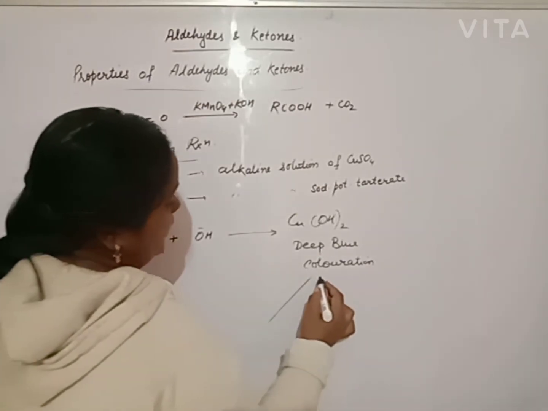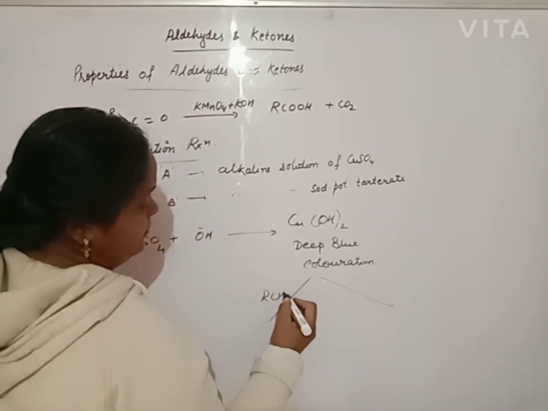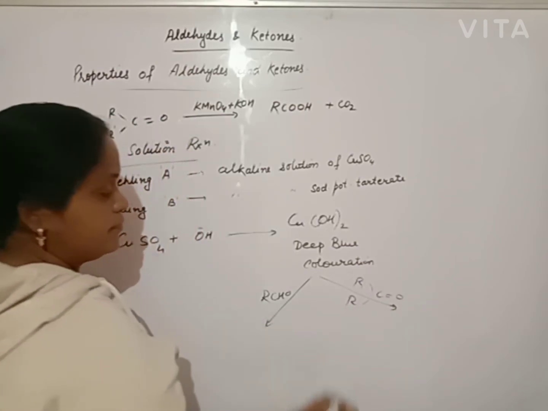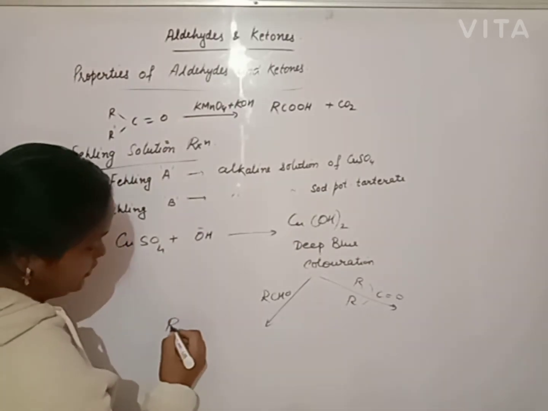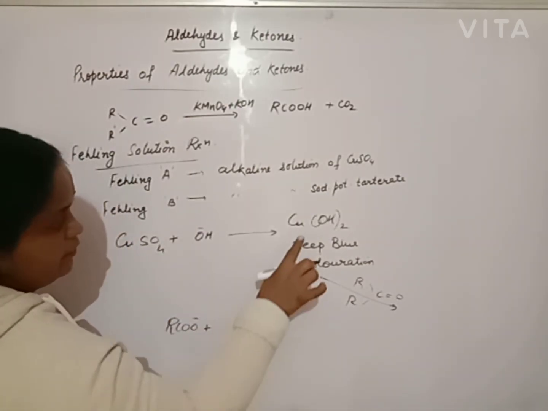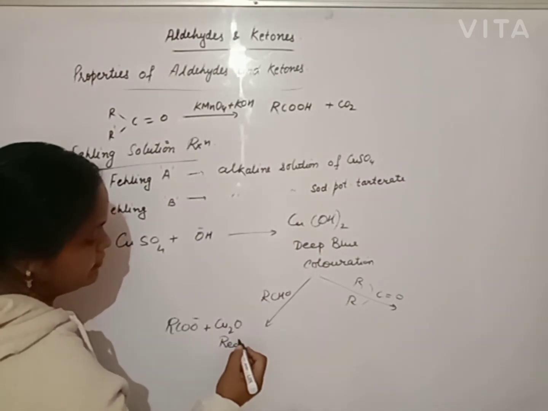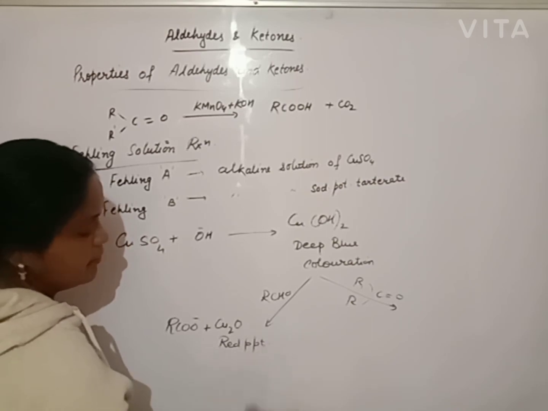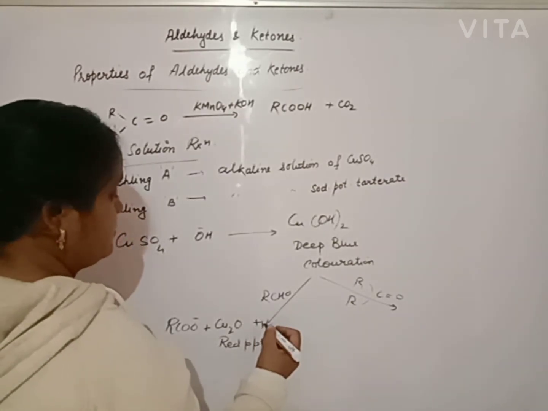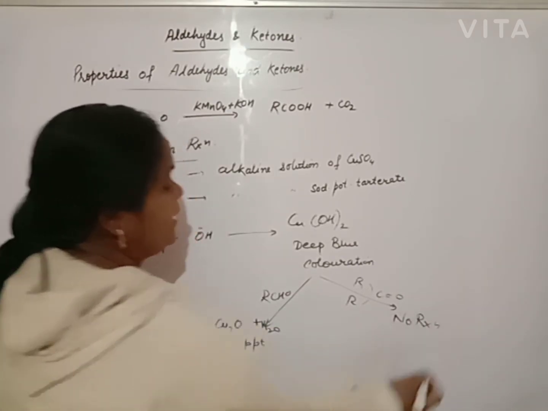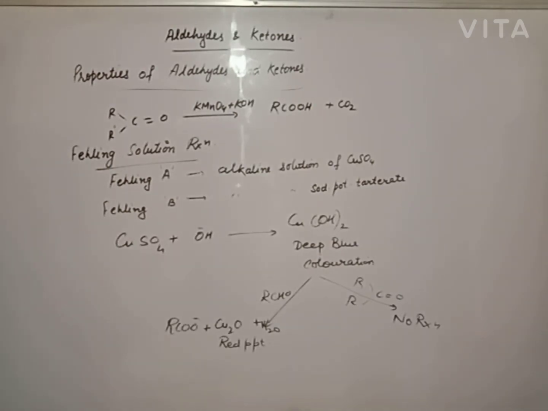The copper hydroxide is divided into two parts. One part contains aldehyde, another part contains ketone. Then what happens? Beta, aldehyde is oxidized to carboxylic acid and the copper is precipitated as cuprous oxide, and water is removed. But in the other case, no reaction. Aldehyde gives Tollens reagent test as well as Fehling solution test, but ketone does not.